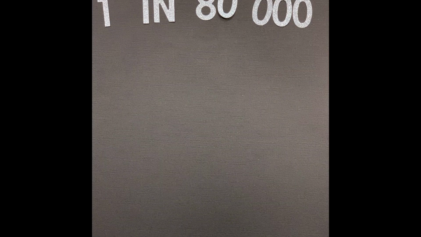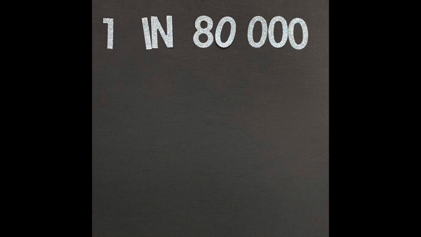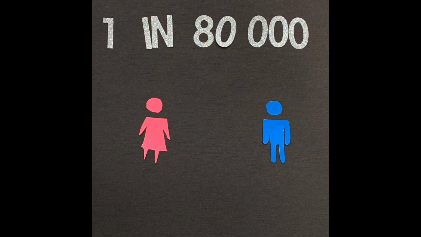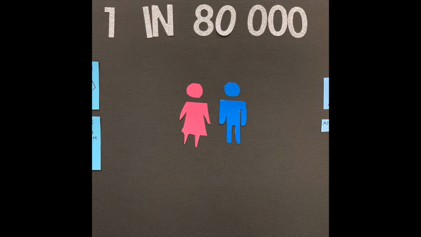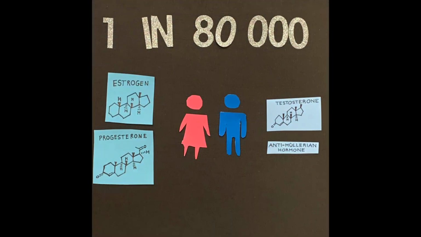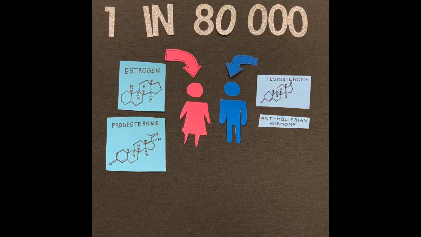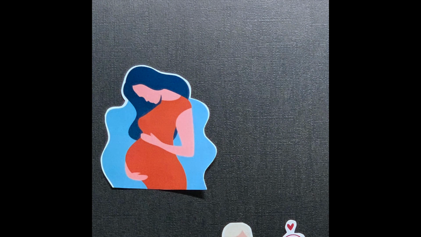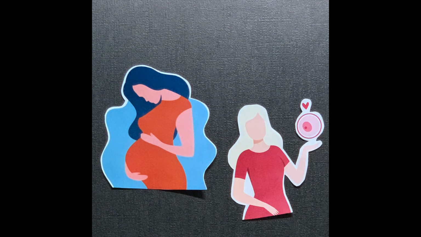1 in 80,000 people will be diagnosed with Sawyer syndrome in their lifetime. Fortunately, thanks to modern medicine, many treatment options, such as hormonal replacement therapy, are now available to enhance the lives of people living with this condition. Additionally, women with Sawyer syndrome can now become pregnant and carry to term through the use of donated eggs.